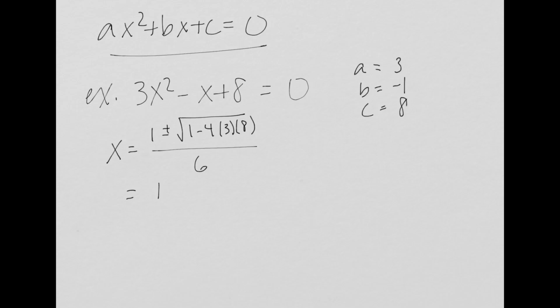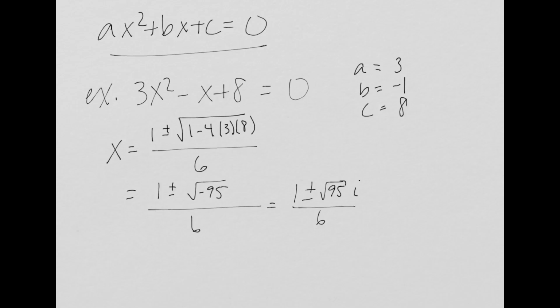Now let's simplify this just a little bit. 1 minus 4 times 3 times 8. So what is that going to be? It's going to give me a -95. Well, that's bad, right? We said that before, if we had a negative under the square root, there's no real solutions. That doesn't mean there are no solutions, because our work from complex numbers tells us this is really the square root of 95 times i over 6. Well, that looks a little bit better.